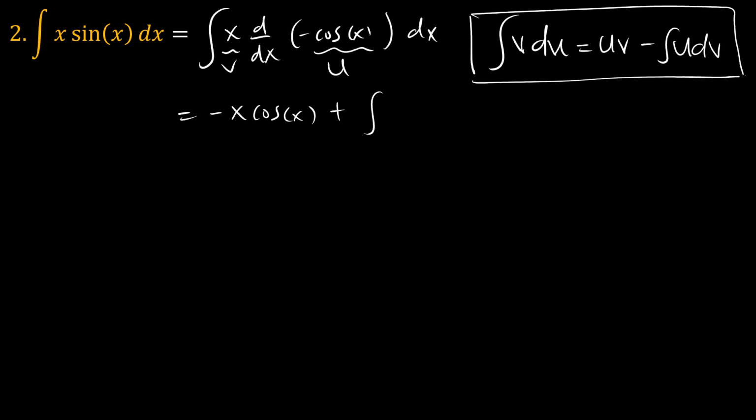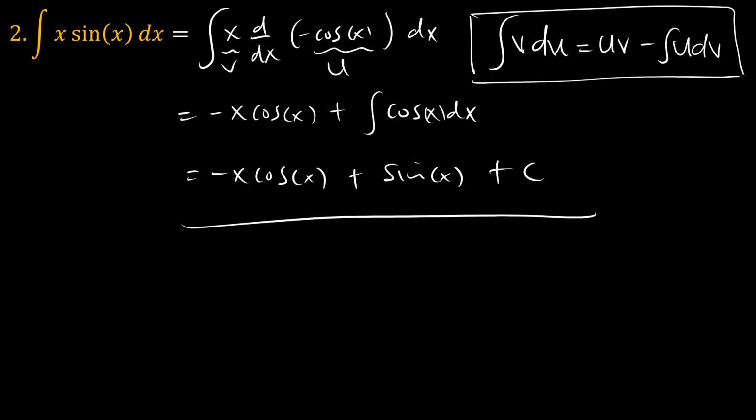We have a positive here, and then the derivative of x is going to be 1, so we are just going to have cosine x integrated. So this becomes negative x cosine x plus sine x plus the integration constant. And that there, ladies and gentlemen, is our answer. Okay, so let's go forward to problem number 3.